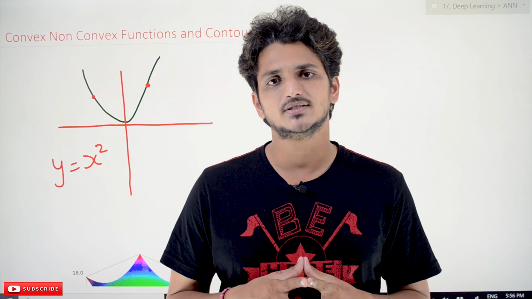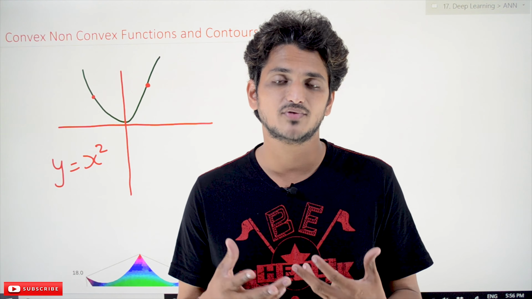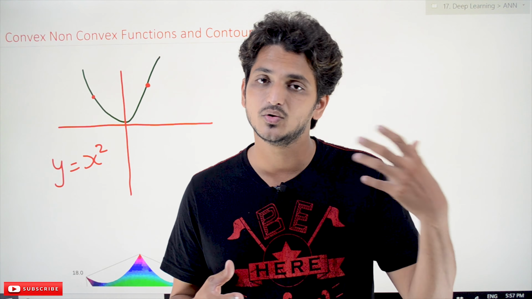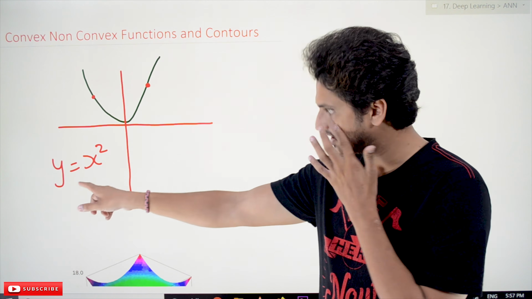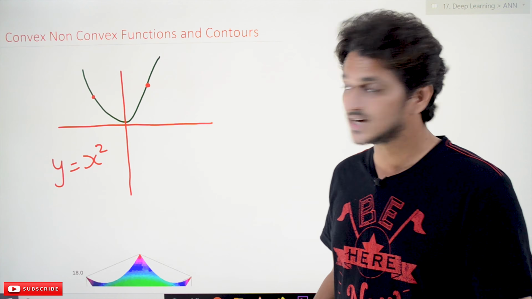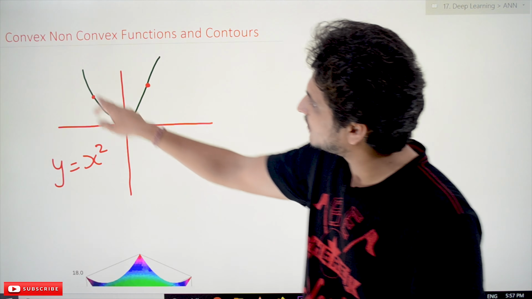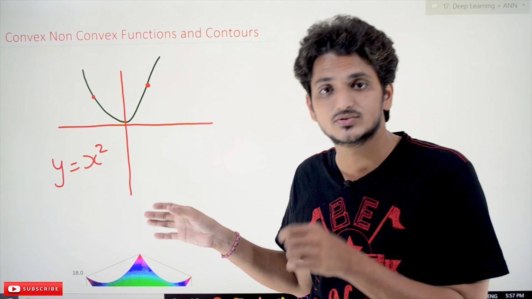Coming to today's class, let's take an example and understand what is a convex and non-convex function and how it is related to neural networks. The example which we consider here is y equals x square, and the function looks like this. This function we call a convex function.